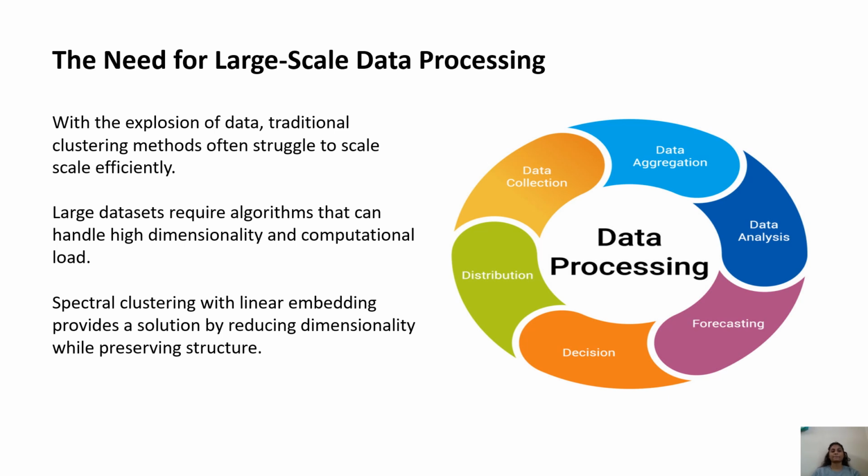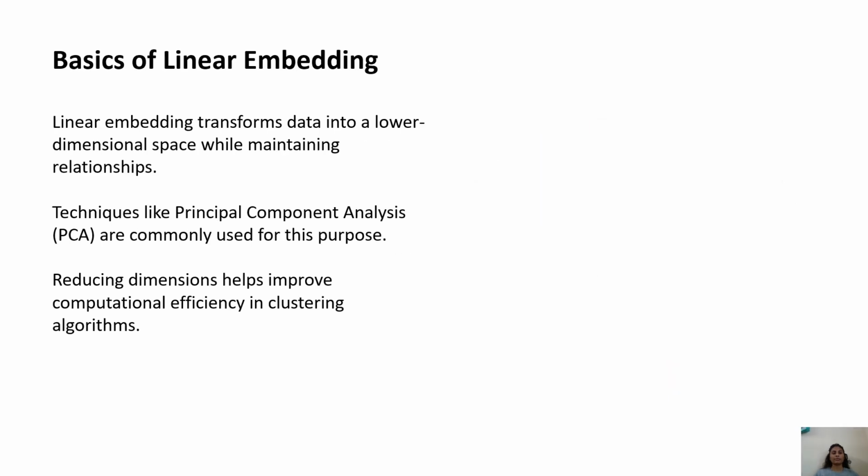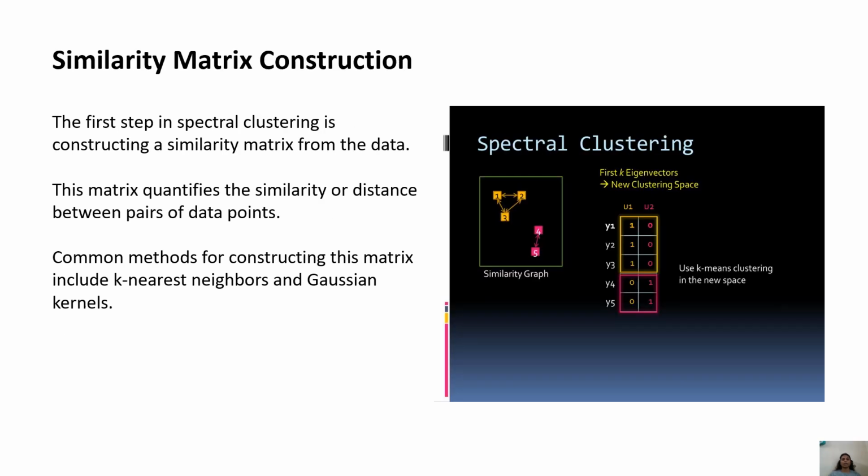Basics of linear embedding. Linear embedding transforms the data into lower dimensional space while maintaining the relationships. Techniques like principal component analysis (PCA) are commonly used for this purpose. Reducing the dimensions helps to improve the computational efficiency of the clustering algorithm.